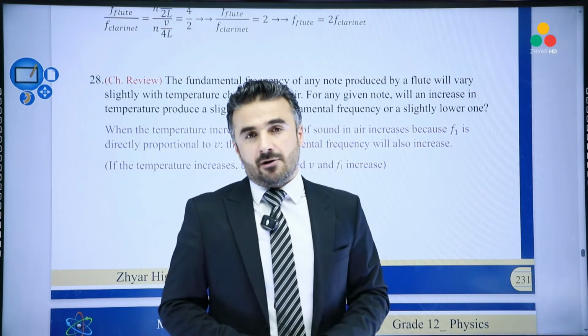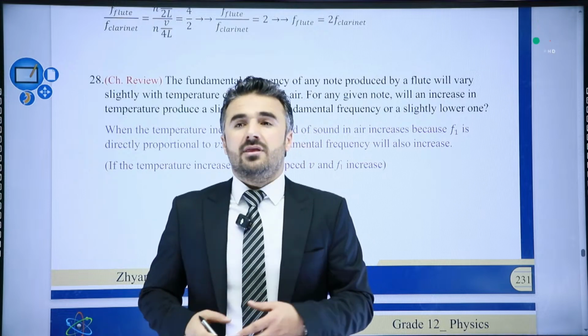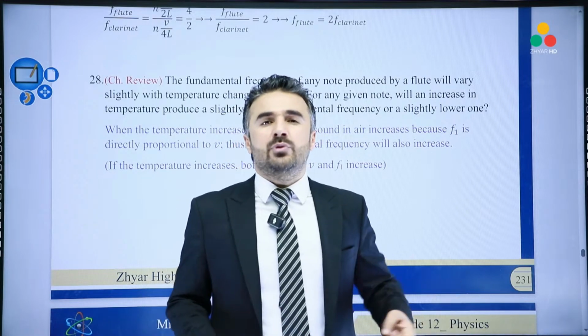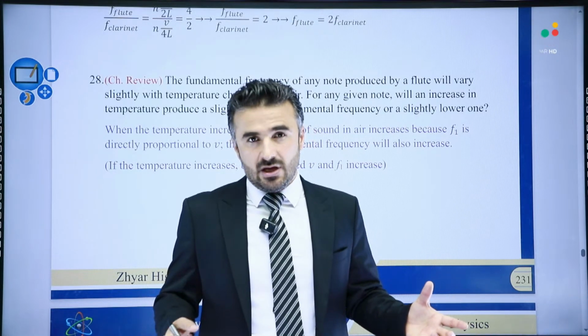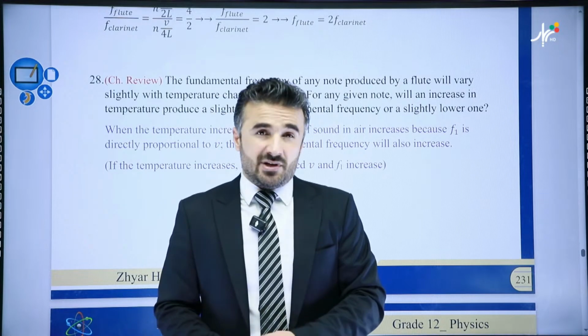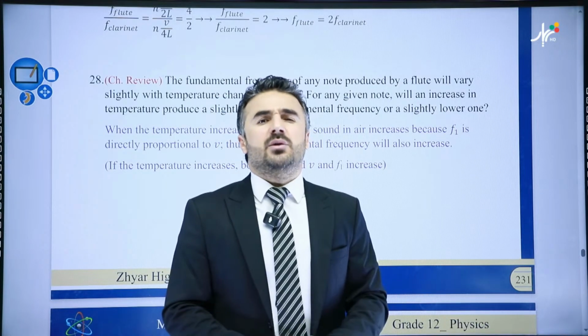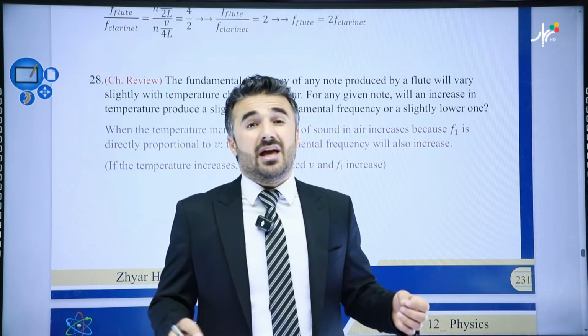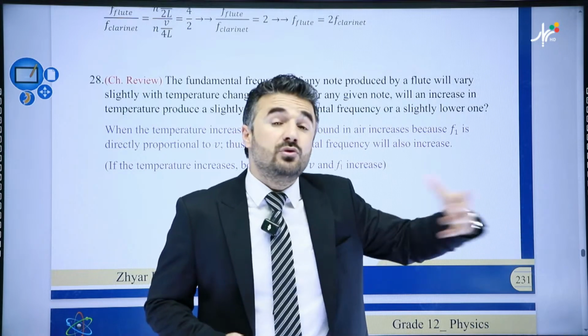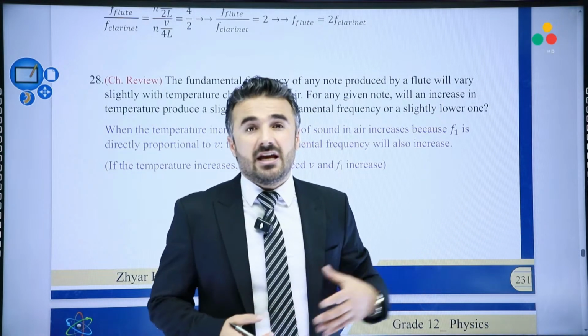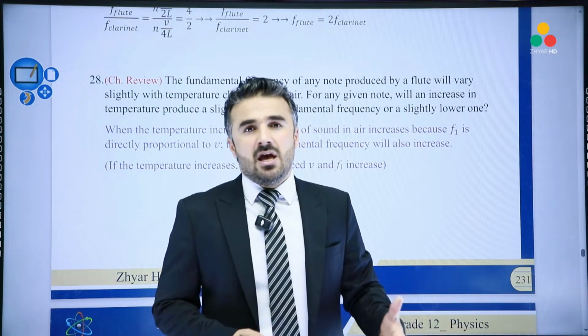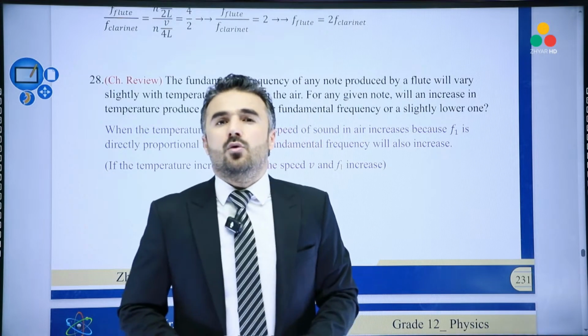And that is what you need to know. Now, normally, when the temperature increases, what do you think will happen to the motion of the air particles? Because the temperature increases, the kinetic energy of the air particles also increases, or you can say the air particles start to vibrate or move around faster. If they are moving around faster, of course, that means the frequency will be higher.